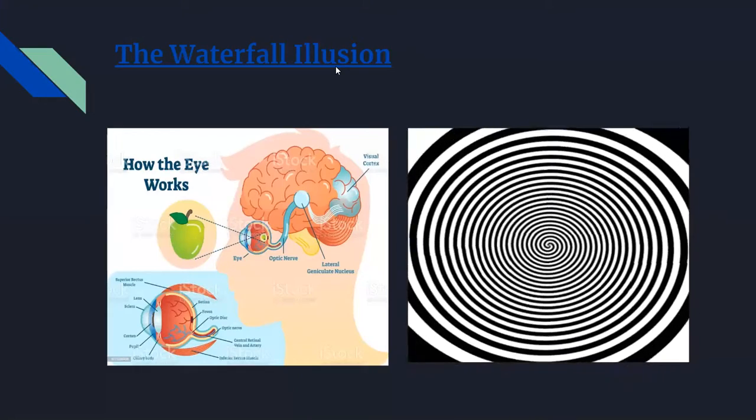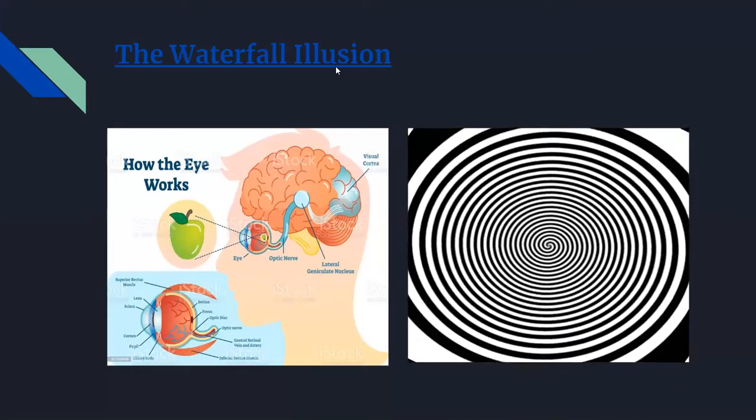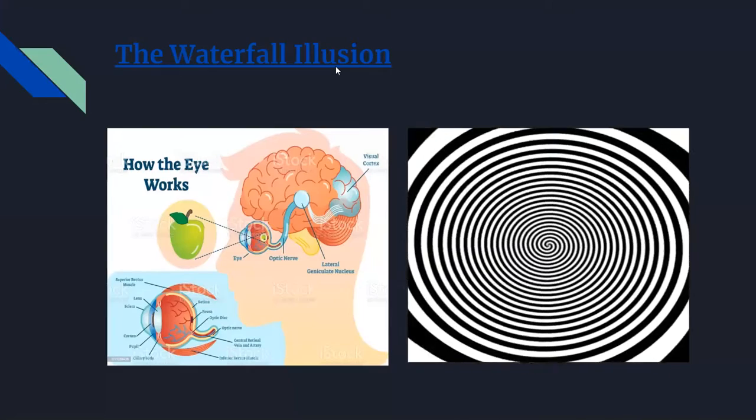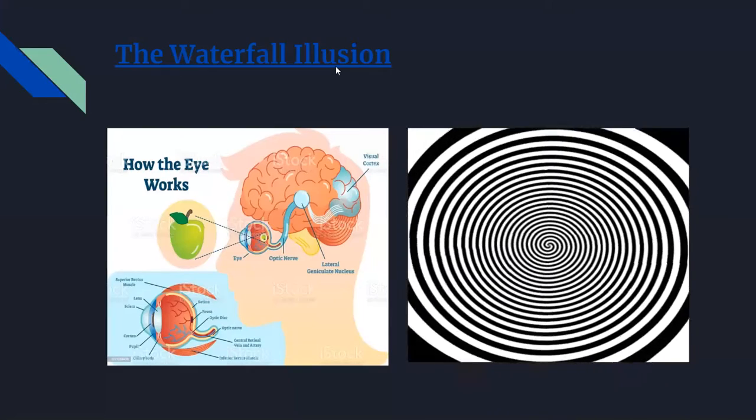The eyes would ultimately be confused as your brain is telling you that the illusion is moving, making the eyes also see that the illusion is moving.